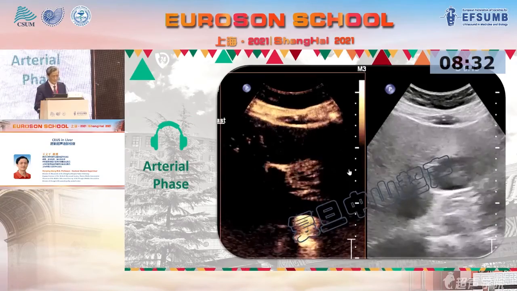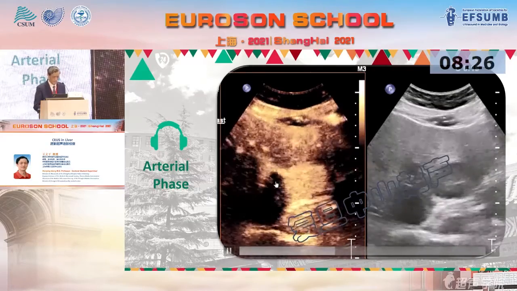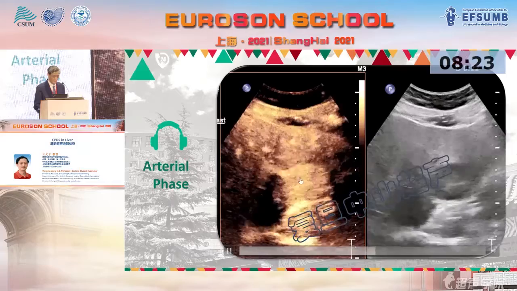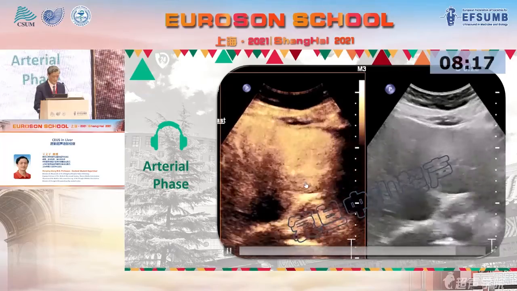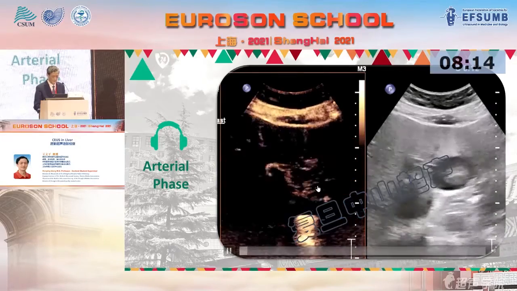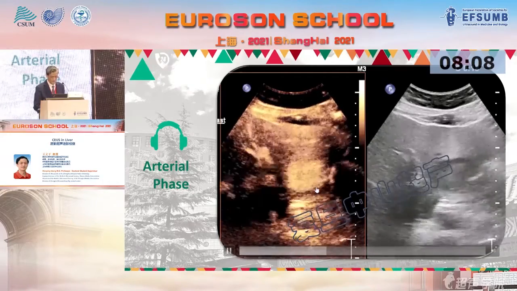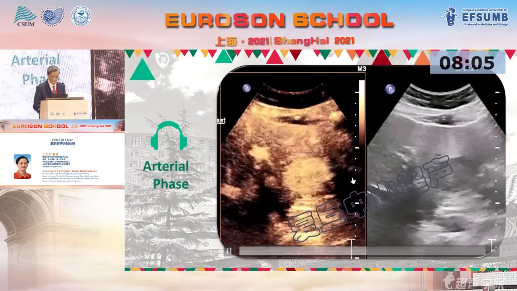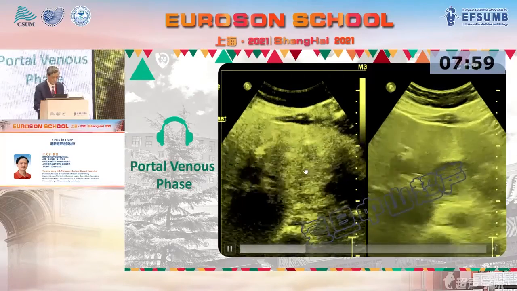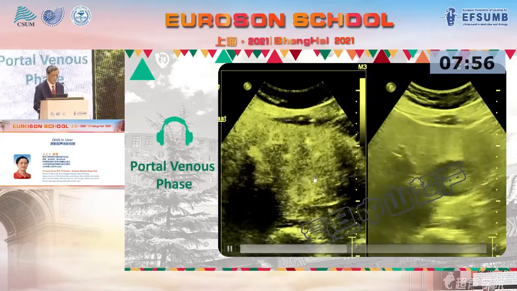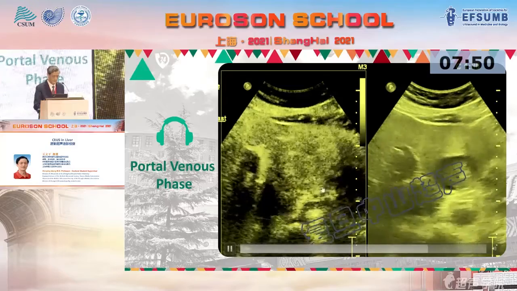So, contrast-enhanced ultrasound, arterial phase: this tumor lesion shows very strong enhancement, the whole lesion. In the portal venous phase, you see hypoechoic enhancement in this lesion.